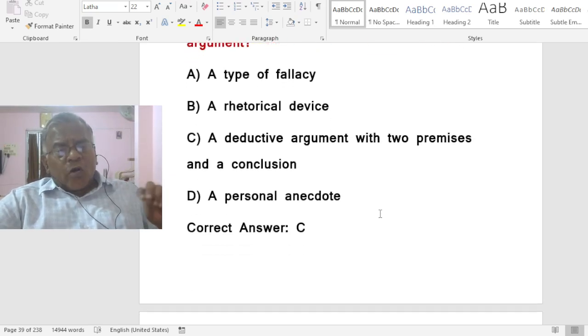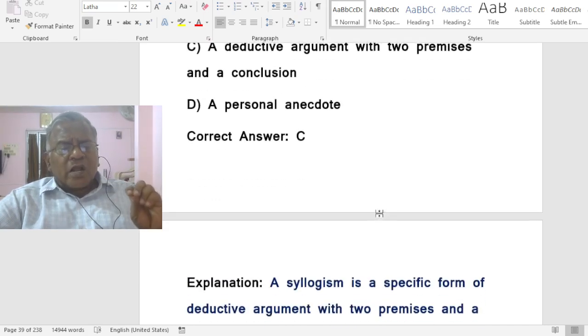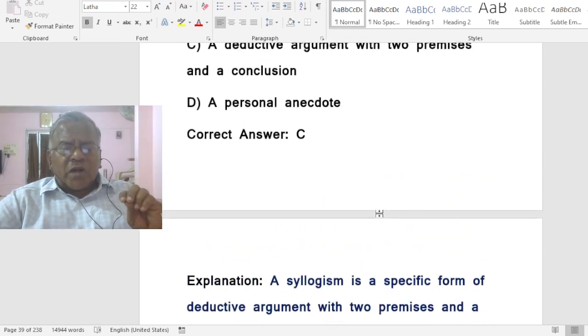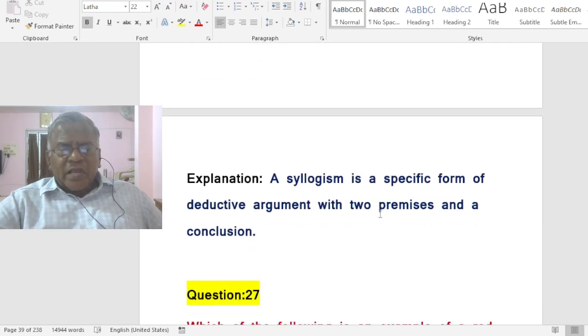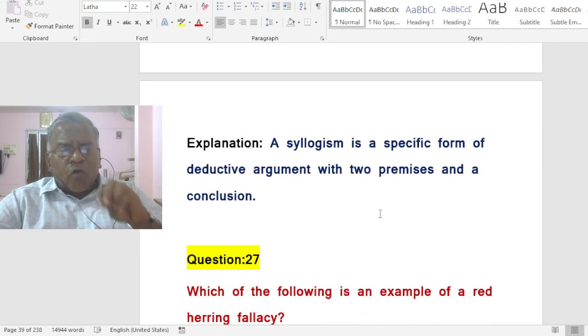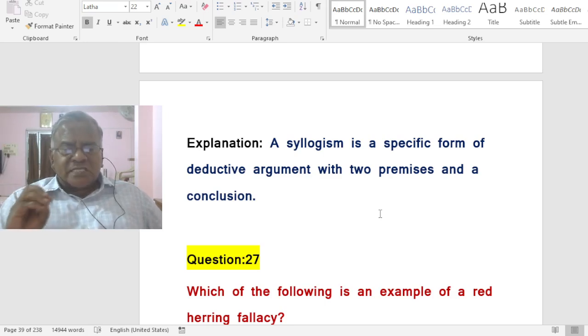So, a deductive argument with the 2 premises and a conclusion. All men are mortal, Aristotle is a man, 2 premises, and then the conclusion: Aristotle is mortal. So all put together, all these 3 statements form a syllogism. One syllogism. I hope you understood this. A syllogism is a specific form of deductive argument with 2 premises and a conclusion. That is called a syllogism.